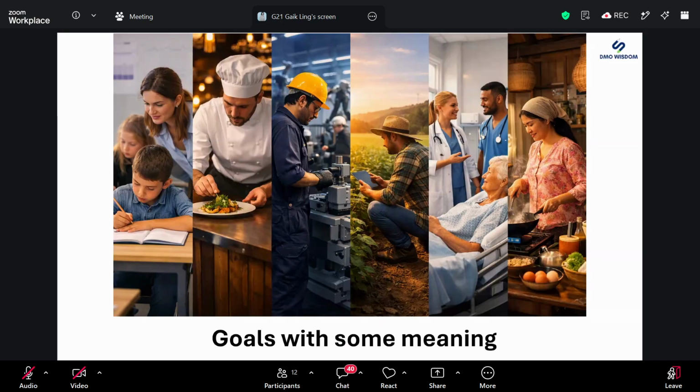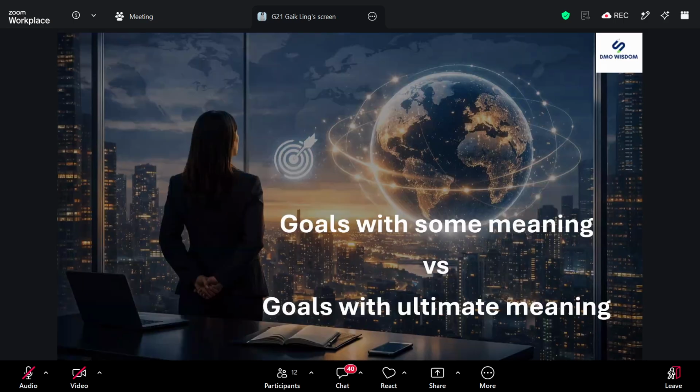We have two kinds of goals. Goals with meaning and goals with ultimate meaning. When we say ultimate meaning, what does it mean? It means goals that can help many other people. Goals that can help not only yourself. This is what we mean by goals with ultimate meaning. Not only for your own good, but for the good of your team members also. If you are successful, they will be successful as well.